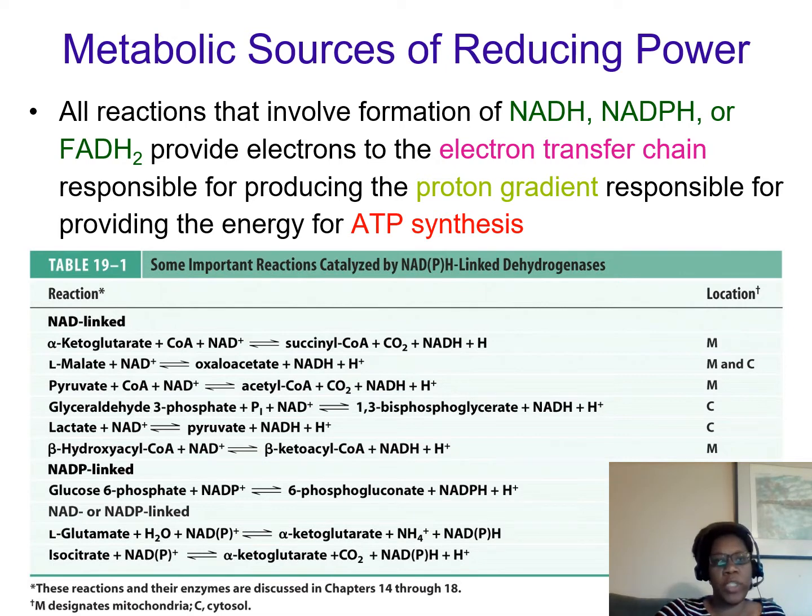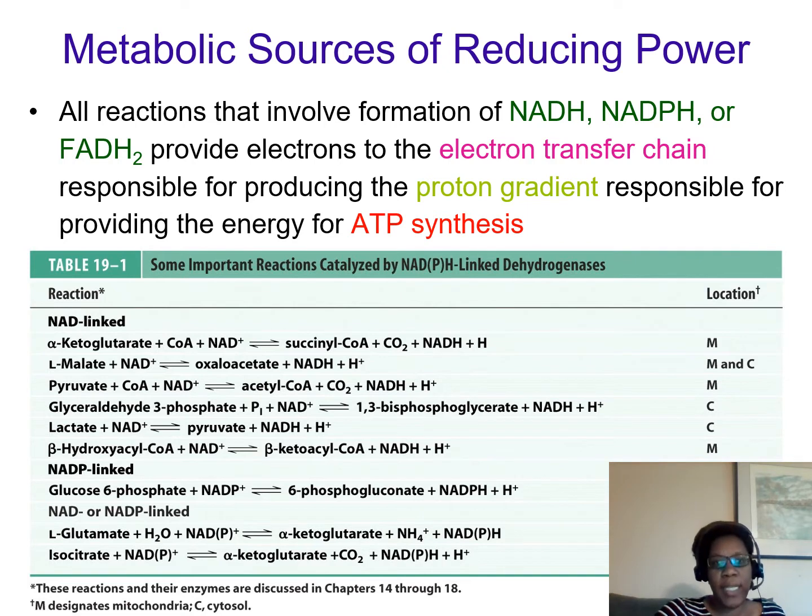It's an electron carrier, but this one is in the mitochondria. But if we look at how pyruvate creates NADH and acetyl-CoA, this also happens in the mitochondria. But a reaction from glycolysis, and most of our reactions from glycolysis are going to happen in the cytosol. So this GAP molecule that produces an NADH is going to happen in the cytosol.